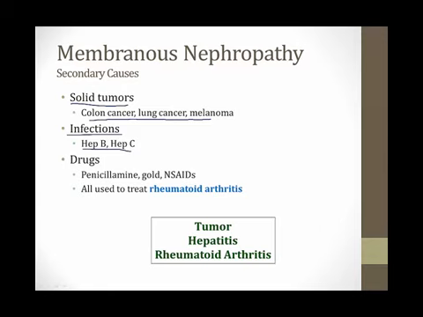And finally, it commonly occurs in patients taking certain drugs. These drugs are all used to treat rheumatoid arthritis. They include penicillamine, gold, and NSAIDs. And an easy way to remember this is just to remember the phrase tumor, hepatitis, and rheumatoid arthritis. It rhymes, and these are the three secondary causes of membranous nephropathy that you should know other than lupus.